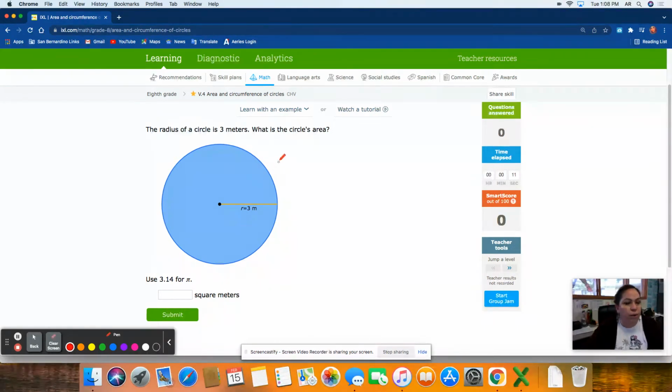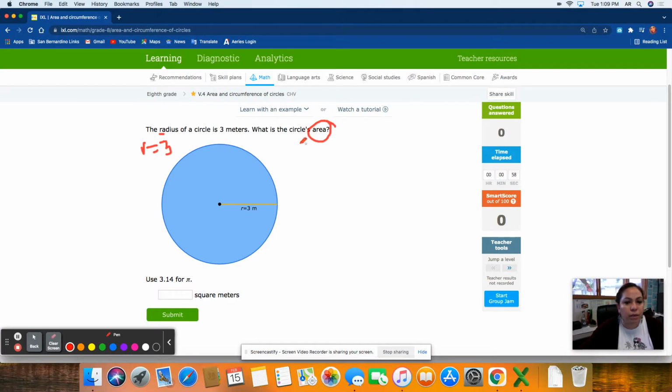So on the board, I'm going to leave the formulas. The formulas on the board are going to be there. So if I'm saying what formula am I using, it's because I'm referring to the 1, 2, 3 in the front of the classroom. So for radius, R equals 3. And what is the circle's area?